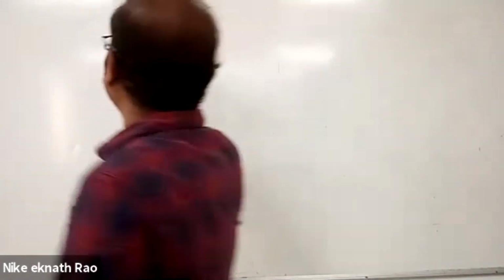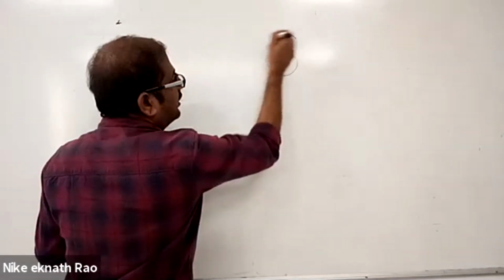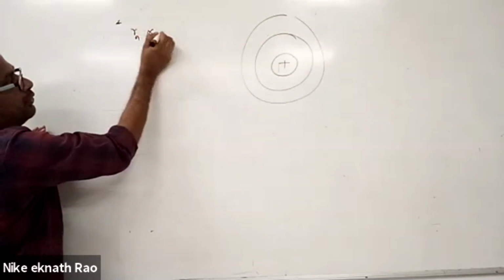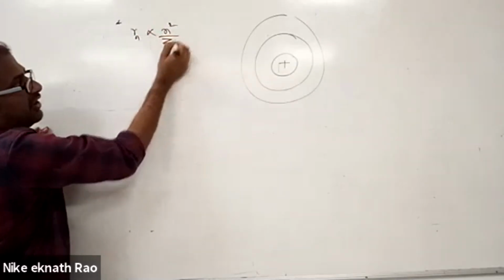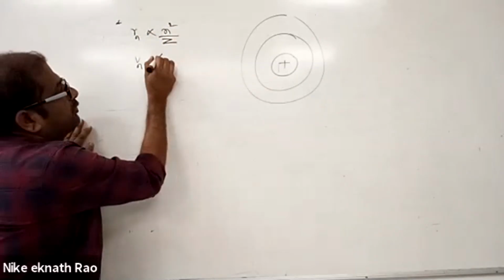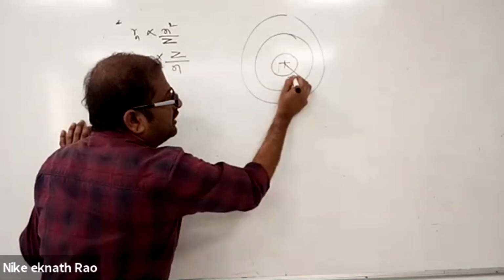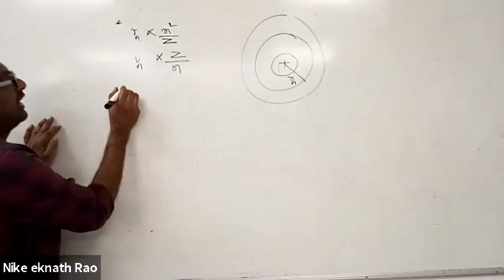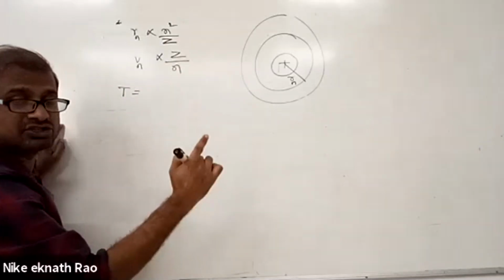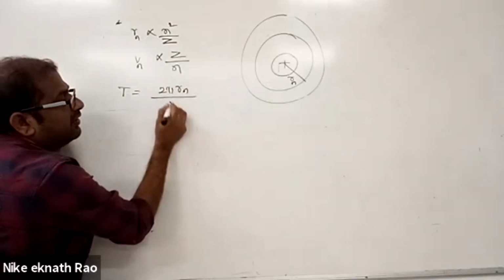Second answer, what you have seen? In the hydrogen atom model, we have seen Rn is proportional to n square by z. Velocity of electron in the nth orbit is proportional to z by n. Time taken to revolve in the nth orbit: v is equal to d by t, so t is equal to d by v. Distance means perimeter, 2 pi Rn divided by Vn.